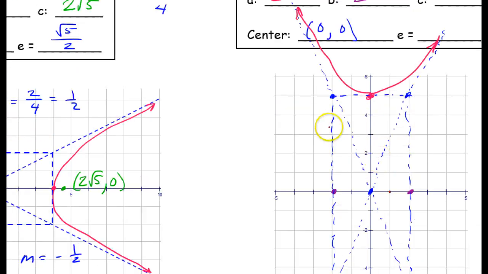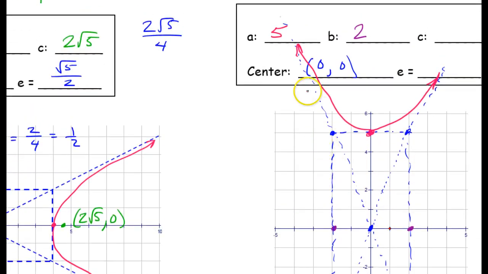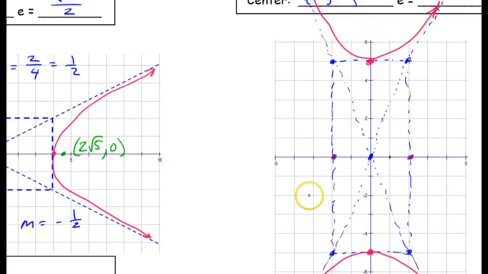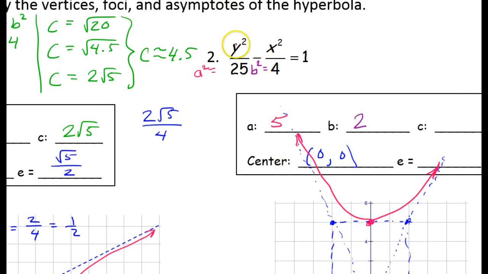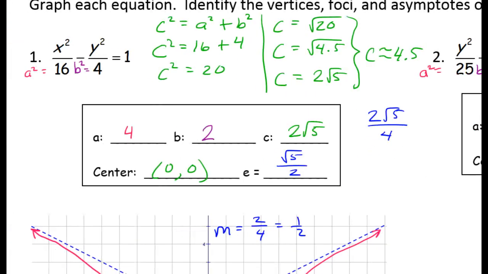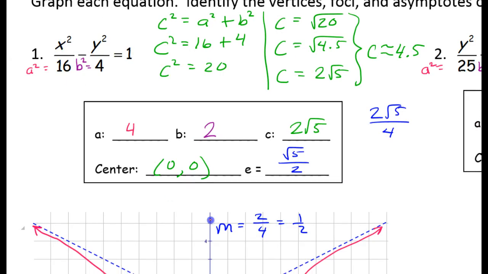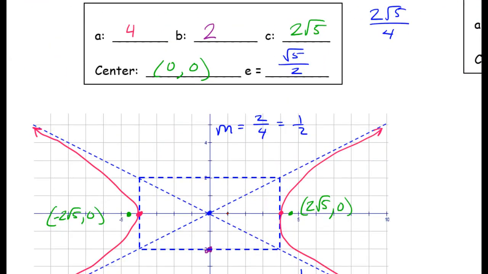All right, I should point out that I knew that this hyperbola would be a vertical hyperbola, opening up and down, right from the beginning. As soon as I see that the first term, the positive term, is a y, then I know it's going to be a vertical hyperbola. If the positive term is an x, that's when it's going to be horizontal like this one was.